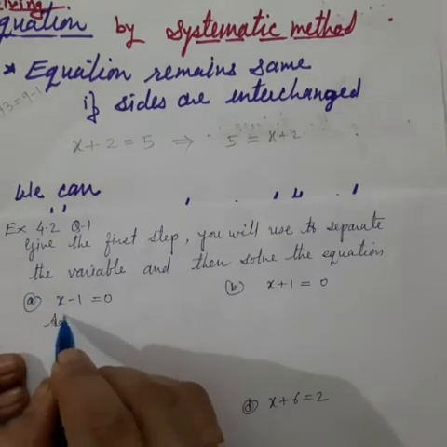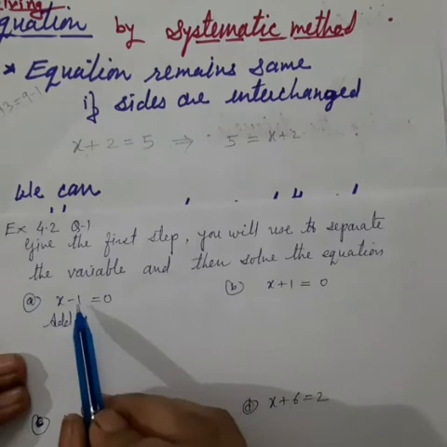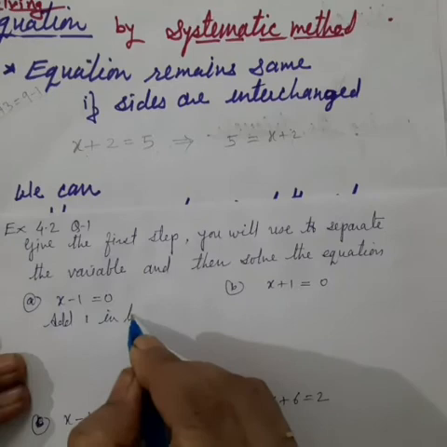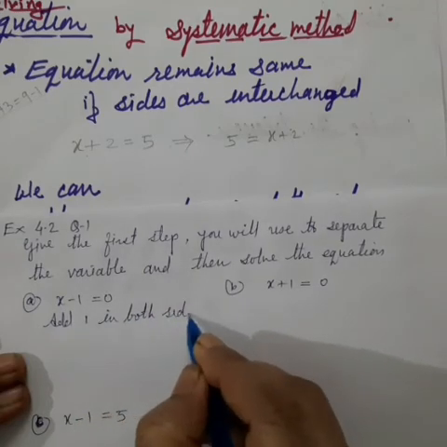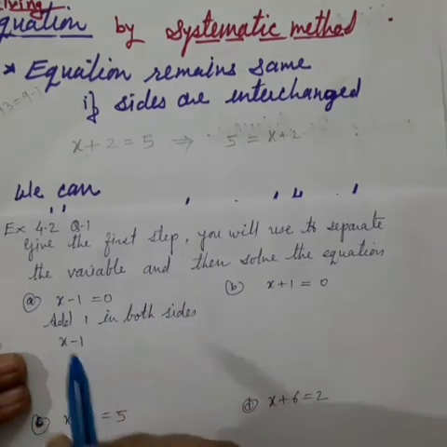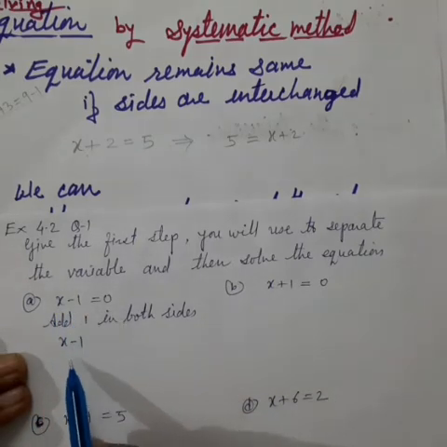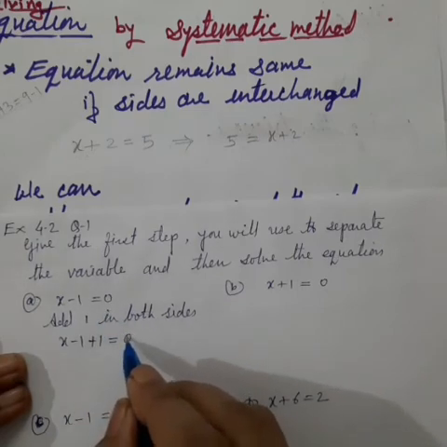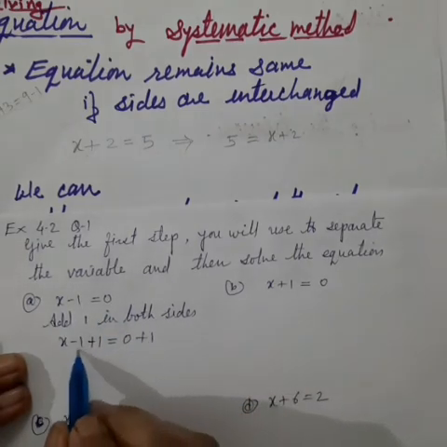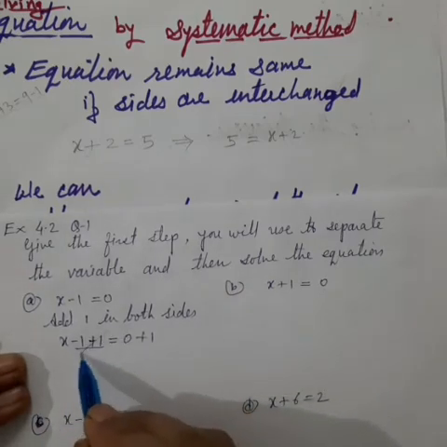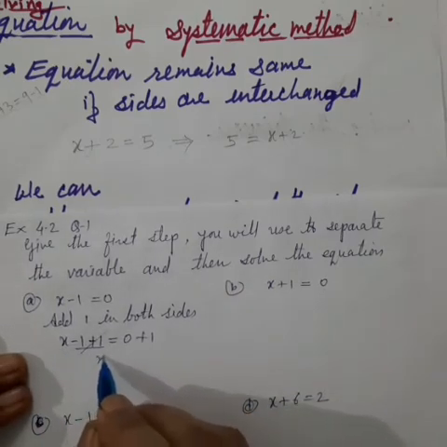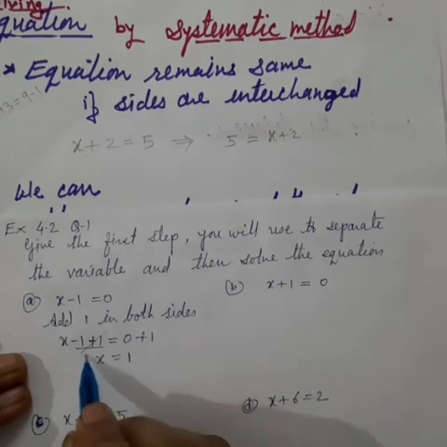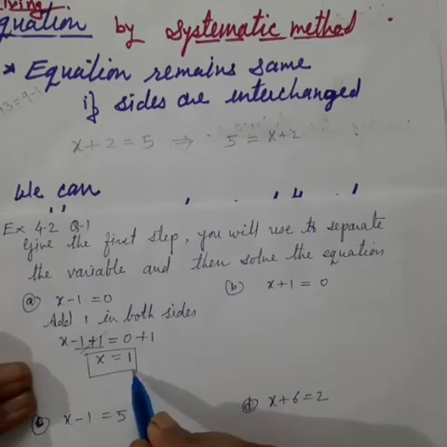So add 1, not only on one side, we have to add on both sides. Write the left hand side as it is, x minus 1, then add 1. Now write the right hand side as it is and add 1. So this minus 1 plus 1 will be cancelled. And we will get only x on the left hand side, equal to 0 plus 1, which is 1. So our solution is x equal to 1.